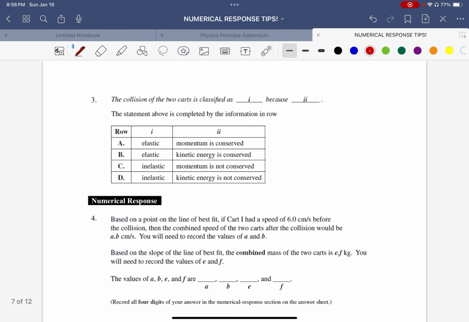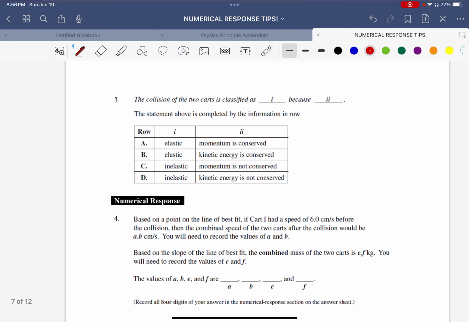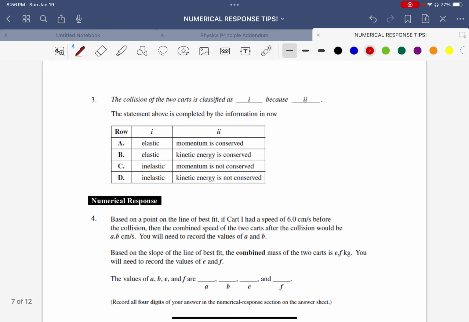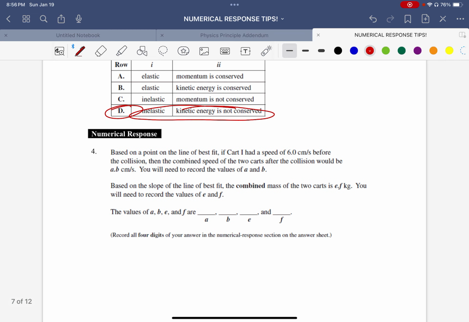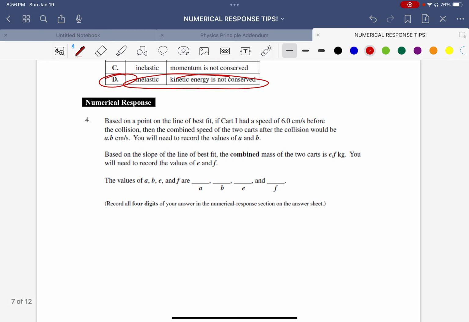It says, the collision of the two carts is classified as elastic or inelastic. Well, these two carts stuck together, so we know that when two things stick together, kinetic energy must be lost. So it must be an inelastic collision. D would be our answer for that one.